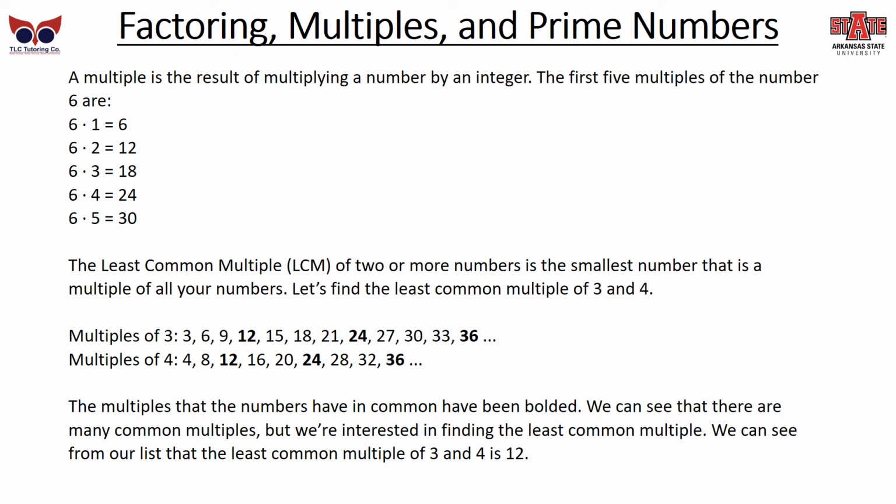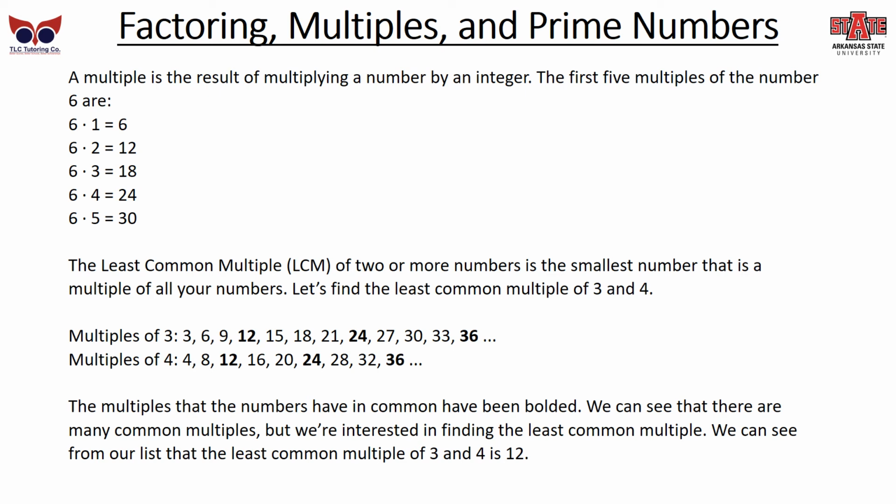Now, factoring, multiples and prime numbers. It's important that we keep these straight in our heads about what we're talking about. So multiples is when you take a number and you multiply by some integer. So multiples always go up. So like the multiples of 6 are 6 times 1 is 6, 6 times 2 is 12, 18, 24, 30. You keep multiplying and you keep going up.